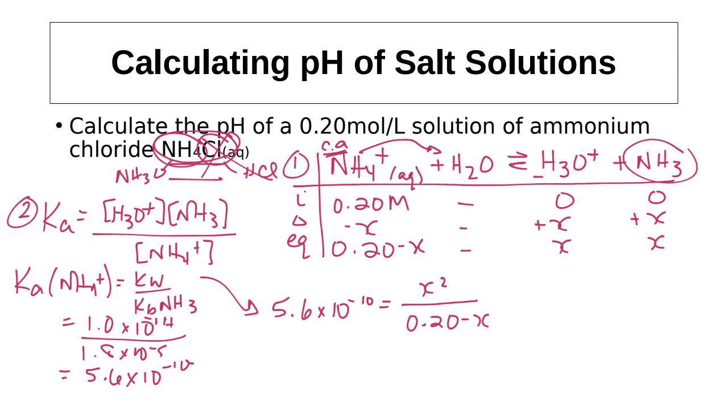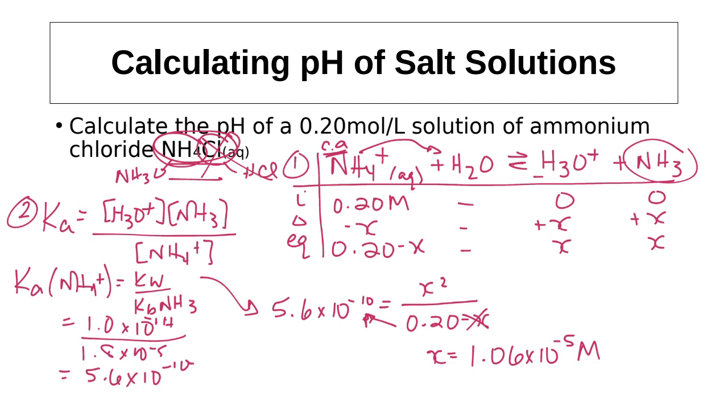And still, something in your mind should go off and say, okay, that K value is pretty small, 10 to the negative 10, that's crazy small. You can check off to the side, do you need to neglect x? And trust me, you'll be able to neglect x. So we're going to cross multiply our K value by 0.2, take the square root, and get an x value.